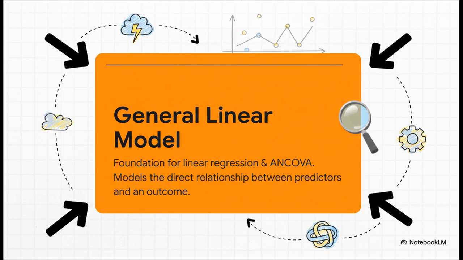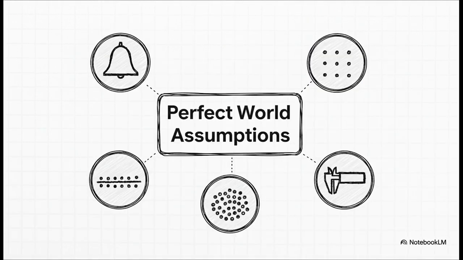It's powerful, it's pretty straightforward, and it's designed to find a nice, clean, straight-line relationship between your variables. But, and this is a big but, its power comes with some very, very strict rules. You see, the GLM assumes that your data is, well, perfect. It expects your outcome to follow a beautiful bell curve. It expects every single data point to be totally independent from every other data point. It assumes there are no major outliers, no measurement errors. You get the idea. It's a model built for a perfect world.